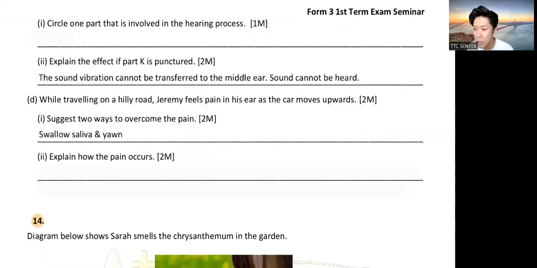Why swallow saliva? Because chewing and swallowing, this kind of motion stretches the muscles on your neck, which helps to stretch the eustachian tube. The eustachian tube is here. So you're trying to exercise the muscles a bit, so that will help to equalize the pressure. Taking a sip of water, better not. That belongs to swallowing. I think you want to say swallow water maybe.